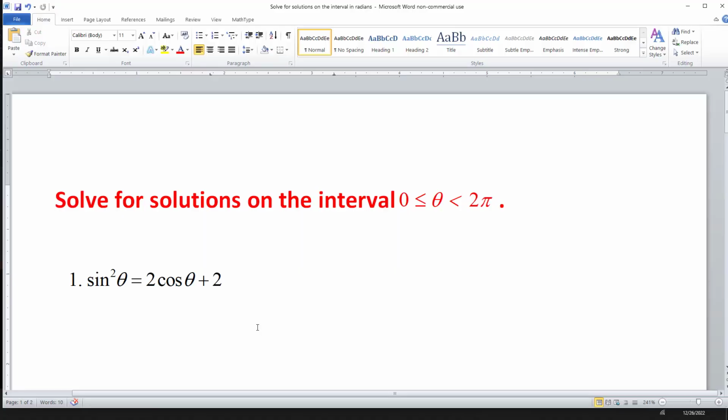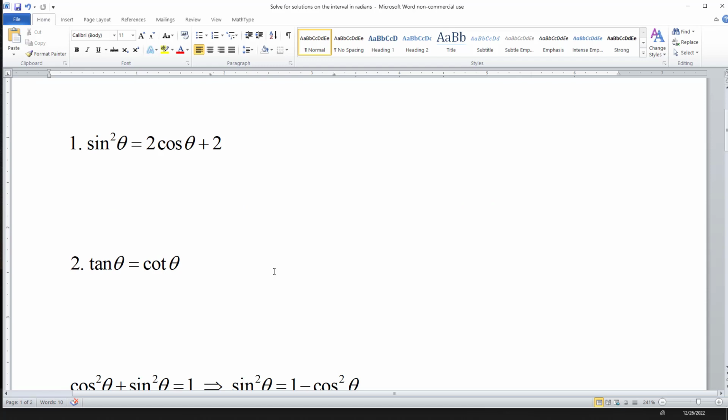In this video, we want to solve for solutions on the interval from 0 to 2 pi. So we're looking at radian solutions rather than degrees. You can solve the equation or equations in terms of degrees, and if you're more comfortable working in degrees, you can do that. There's two equations here. That's number 1, number 2.